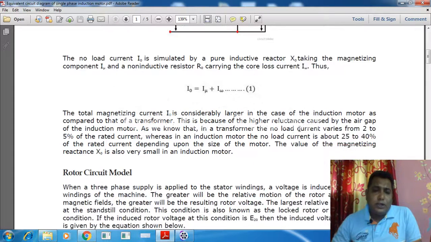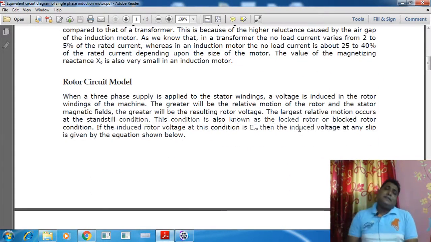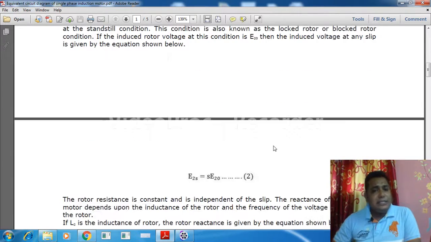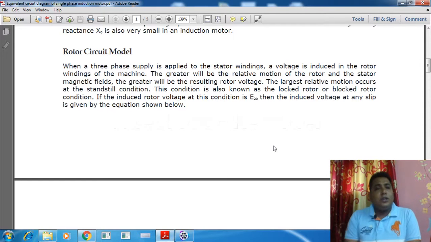Now coming to the rotor circuit. First let us see what is written over here, then we will discuss. When a three-phase supply is applied to the stator winding, a voltage is induced in the rotor winding of the machine. The greater the relative motion of the rotor and the stator magnetic fields, the greater will be the resulting rotor voltage. The largest relative motion occurs at the standstill condition. This condition is also known as the locked rotor or blocked rotor condition.